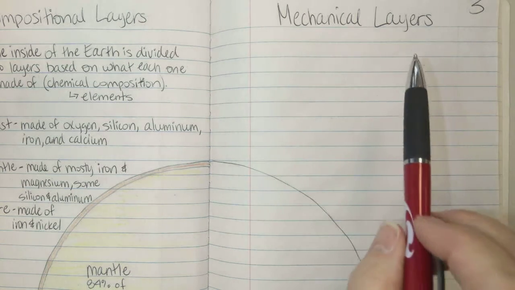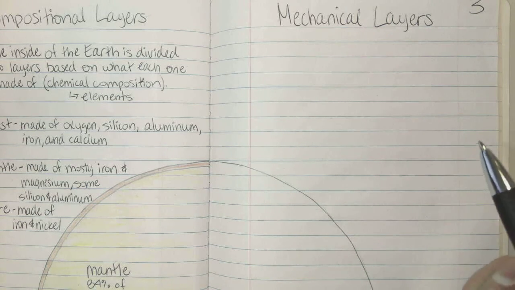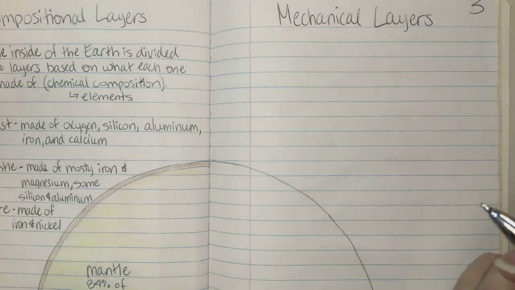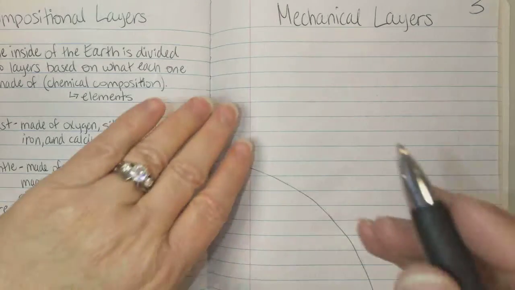On page 3 you should have mechanical layers labeled on that page, and we're going to continue with the notes that Ms. Rios had you take yesterday or in the previous lesson on the compositional layers. The layers of the earth are also divided into mechanical layers. So it's a little more detailed, and it includes other things that we're going to teach you about today. The inside of the earth is divided into layers based on their physical properties as well.